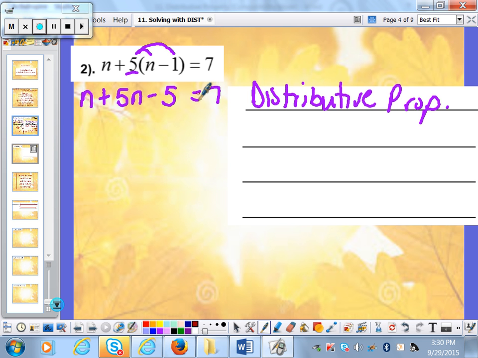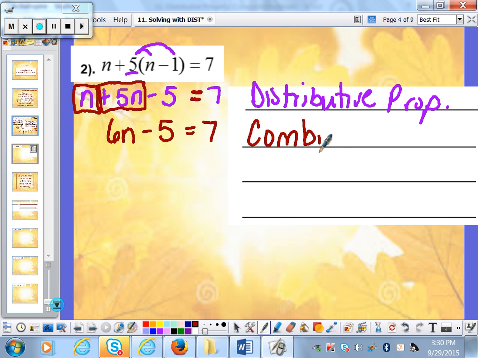Now this time, I notice that I have an n that appears more than once. I see a positive 1n and a positive 5n. So I'm going to use my steps that I've been using in class, and we can combine these into a 6n. On the line, we will justify this step by saying that we combined like terms. Next, I'm going to add 5 to both sides.